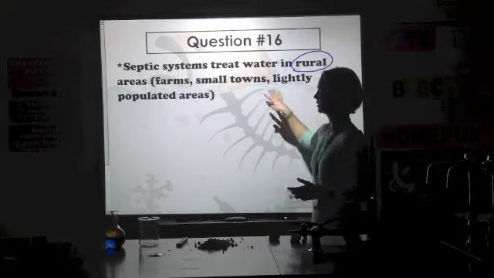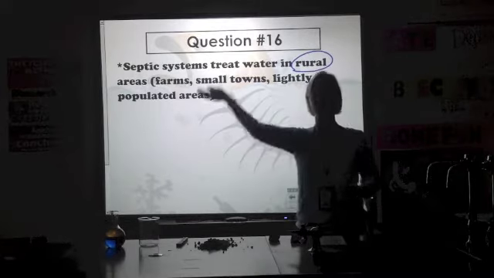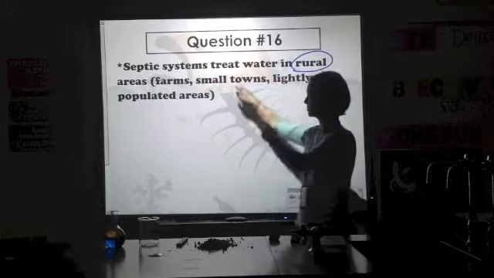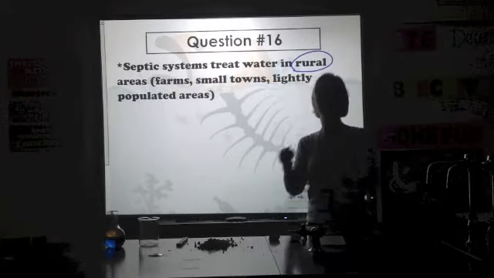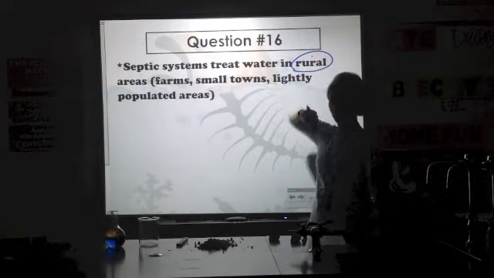So think about the septic tanks that you watched in the video. That little septic tank treated that house's water. You might get some that treat a farm, or if it's a small little town, they might treat a couple of businesses. But this is not a large-scale event. So that's your key, right there, the rule.